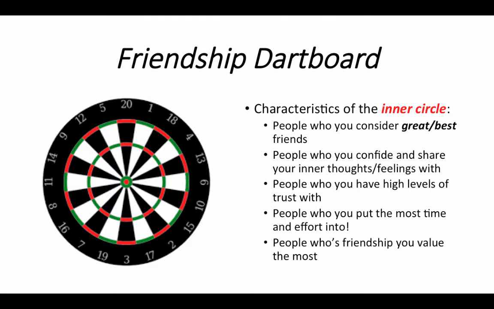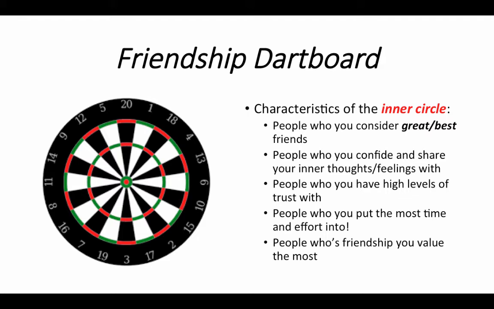You've heard me say my favorite quote before: would you rather have 100 pennies or 4 quarters? And the reason I say that is because I think when it comes to friendship, I think we're better off having 4 very great friends rather than 100 so-so friends. You'll notice you can't fit 100 pennies inside that little inner circle. But metaphorically, you can fit 4 quarters inside that inner circle. So, characteristics of the inner circle.